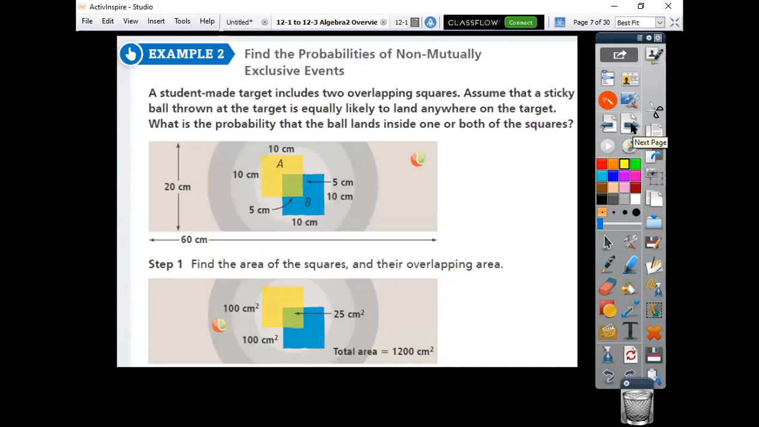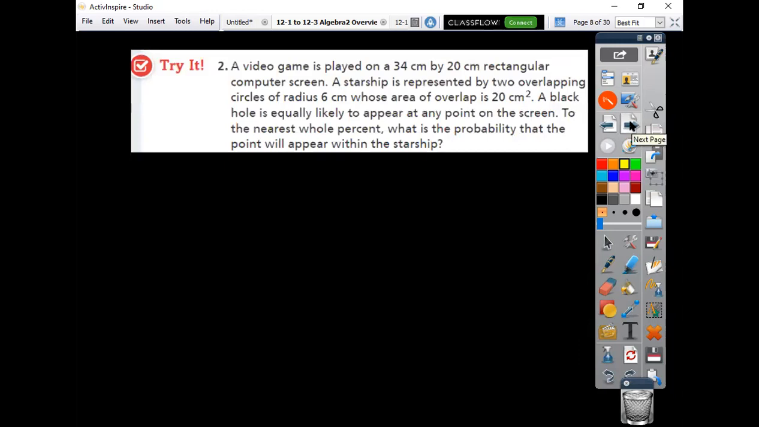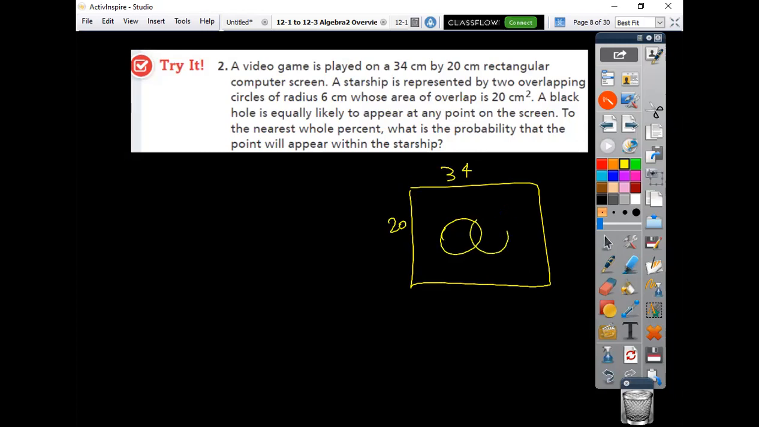This next example is we can use an area model to show probability. Let's just jump over to the example. It says you have a video game. There's a screen that's 34 by 20. And then inside of here, there's these two circles, each with radius 6. And then the area that overlaps in here is 20. And then that's like some spaceship or whatever. And then there's a black hole, and they're wondering what's the probability that the ship could end up on the black hole.